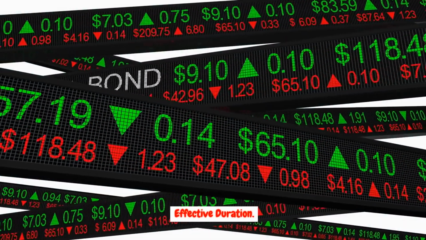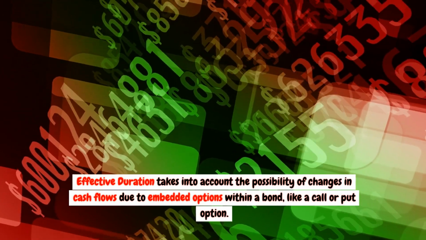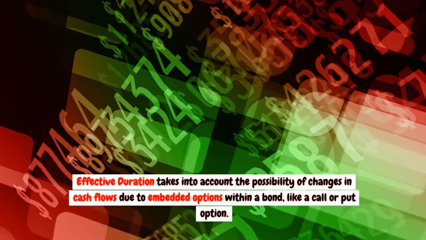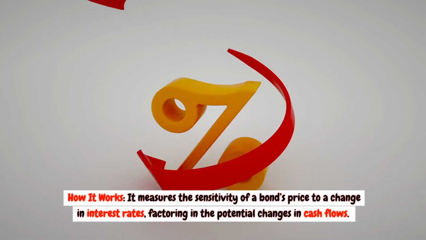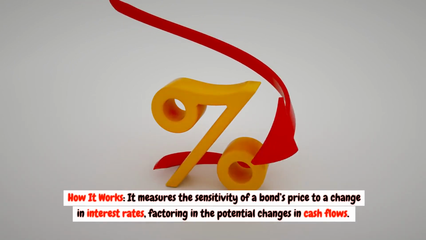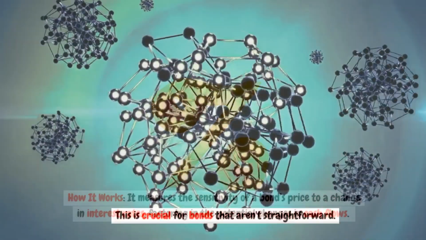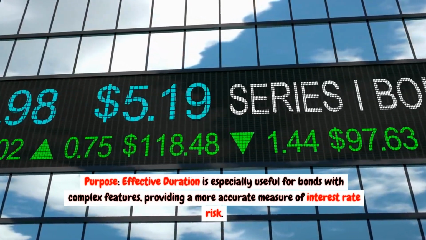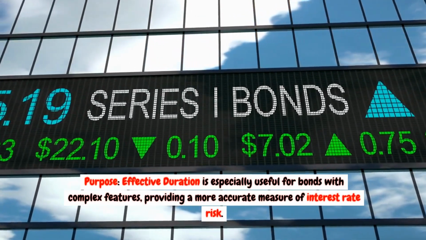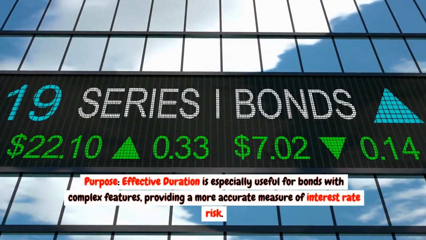Effective duration. Effective duration takes into account the possibility of changes in cash flows due to embedded options within a bond, like a call or put option. How it works. It measures the sensitivity of a bond's price to a change in interest rates, factoring in the potential changes in cash flows. This is crucial for bonds that aren't straightforward. Purpose. Effective duration is especially useful for bonds with complex features, providing a more accurate measure of interest rate risk.